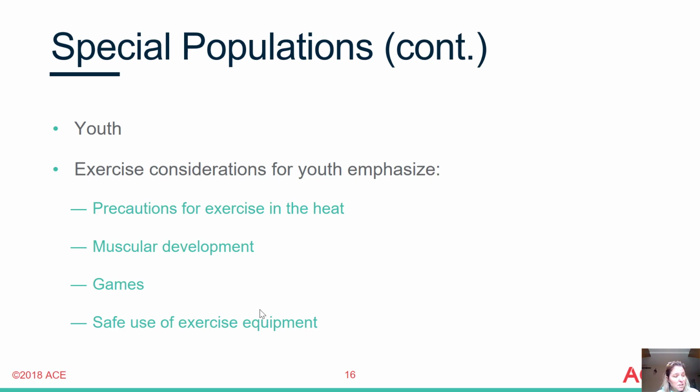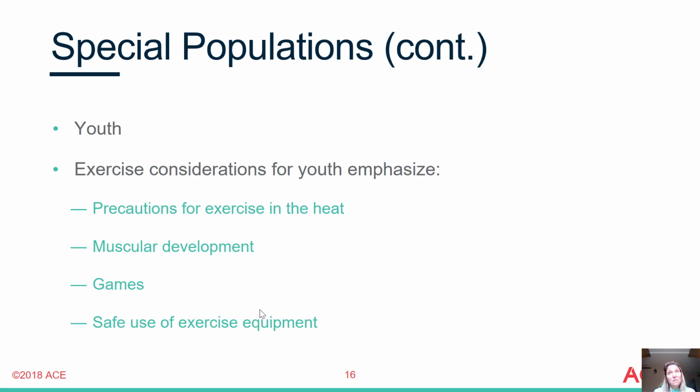So teaching these youth in general exercise guidelines, we want to take caution when exercising in hot, humid environments, because heat exhaustion can occur quickly if a child's core temperature rises faster than his or her dissipation rate.